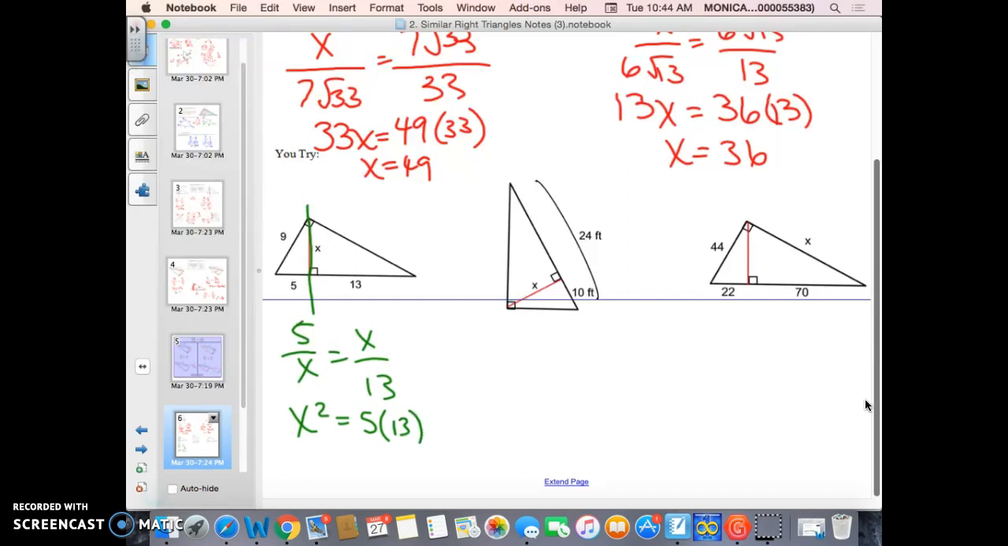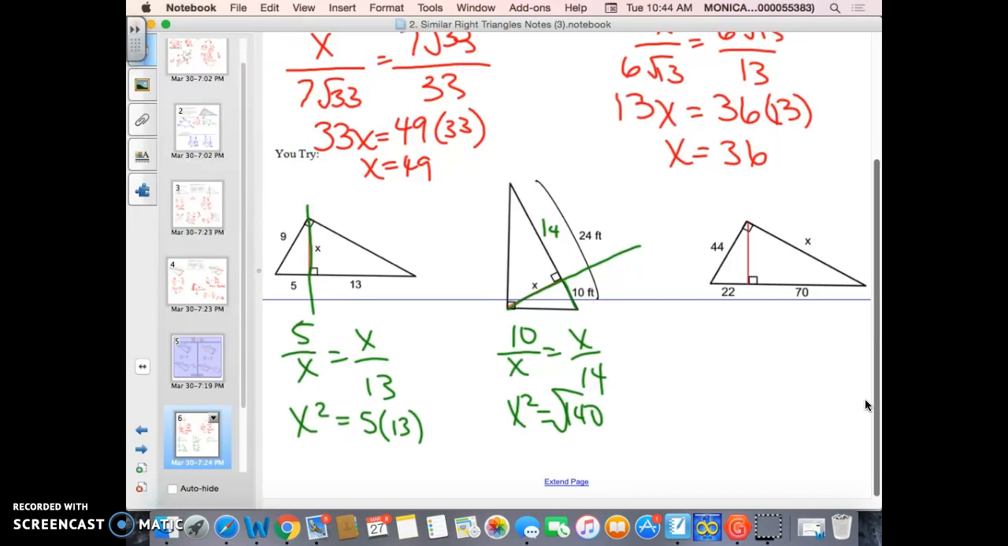Right over here again, I'm looking for a hypotenuse, but I know that this leg is 10, the whole thing is 24, so I have to know that this side is 14, because 14 plus 10 is 24. So you get 10 over x equals x over 14. And then again, you're going to get x squared equals 140, and then you have to take the square root to figure out what x is.